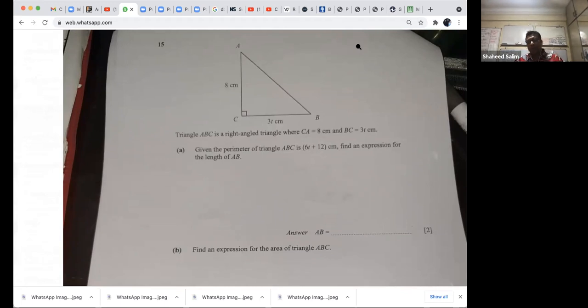Find an expression for the area. You just use simple A. Oh, wow. Congratulations, Shafi'i. Well done. Shafi'i is easy. Chicken, eh? Shafi'i says, give me something difficult. Okay. It's too chicken for me.